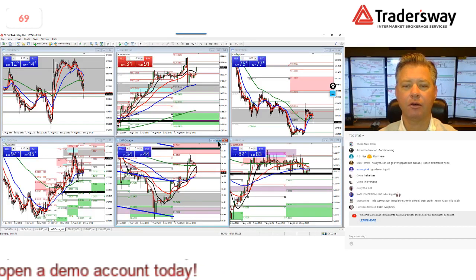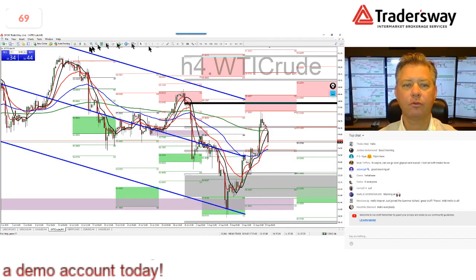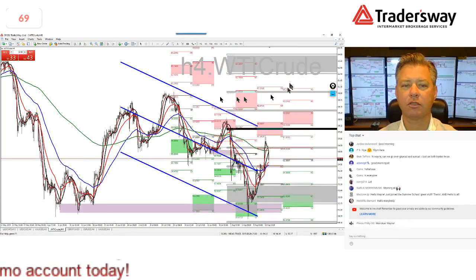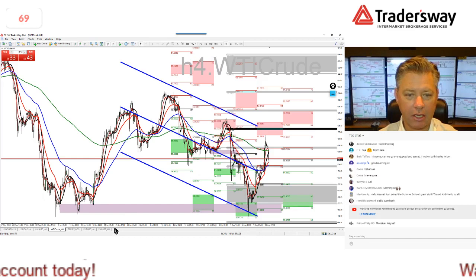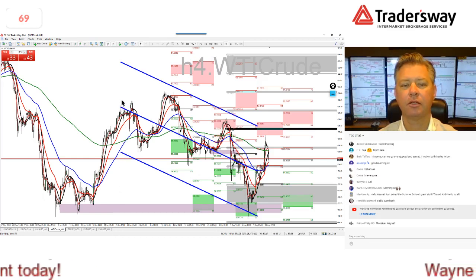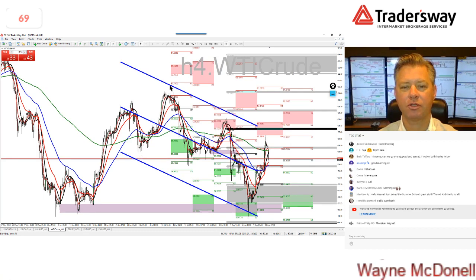So, WTI, check this out. We've had this downward move for a very long time, going back to June. This downward channel, bottom 2 standard deviations, up 2 standard deviations, probably down 1 standard deviation, and so on and so forth.